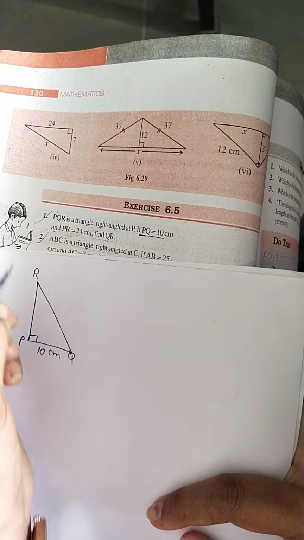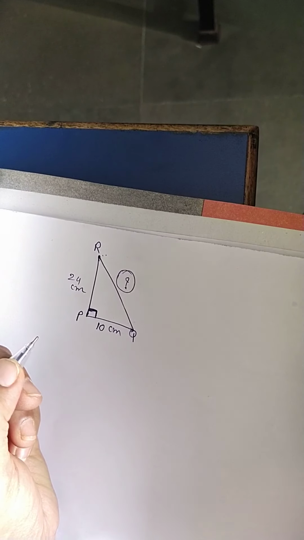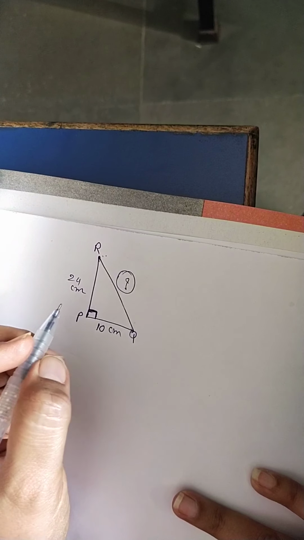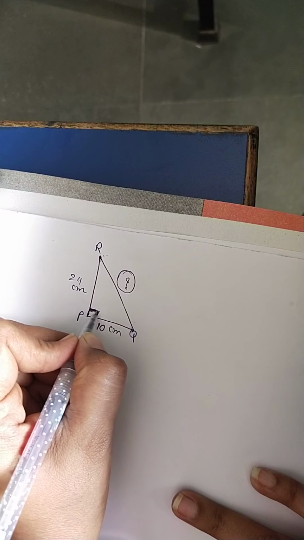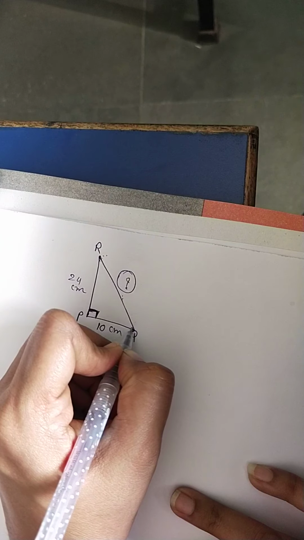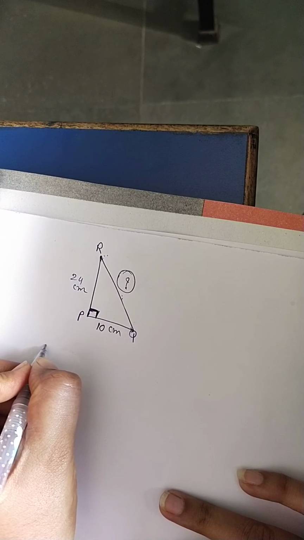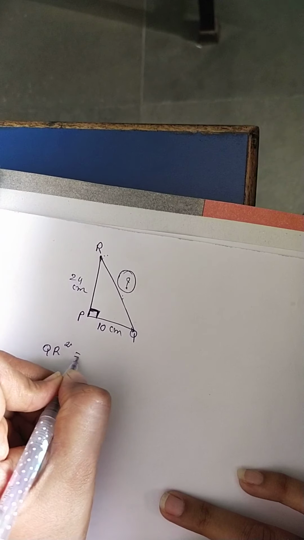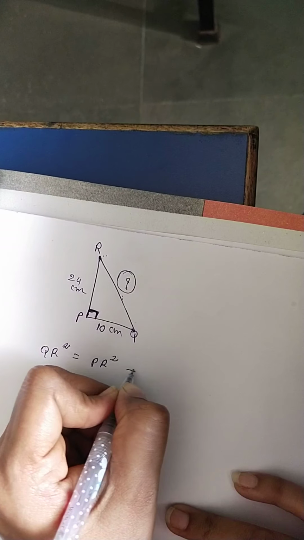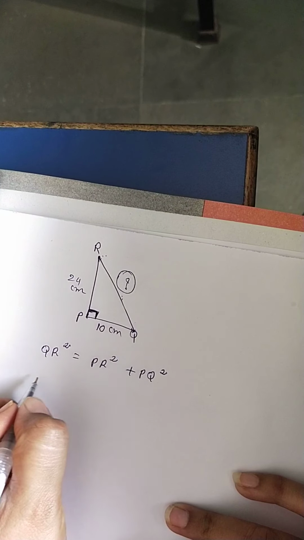Find the QR. So we have to find this value. Understood, students? So now what we have to do? Yes, it's the right angle. So which property we have to use? Pythagoras property. What is the Pythagoras property? Opposite side of the right angle is known as the hypotenuse. So hypotenuse square is equal to the other two sides' squares. So here QR square is equal to PR square plus PQ square. Understood?